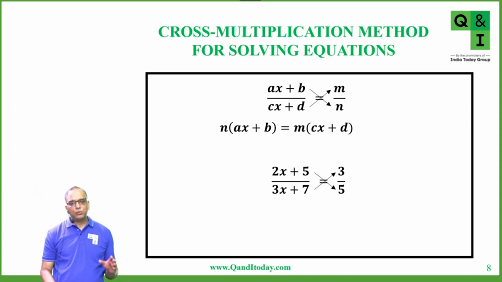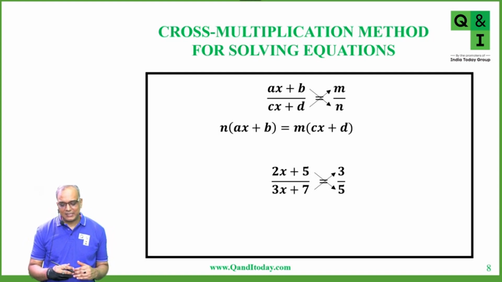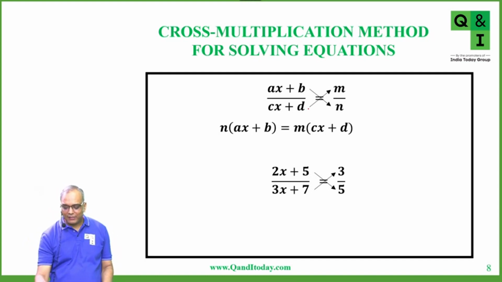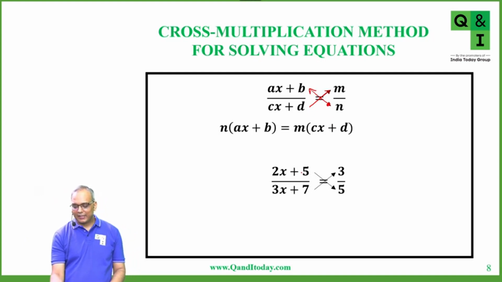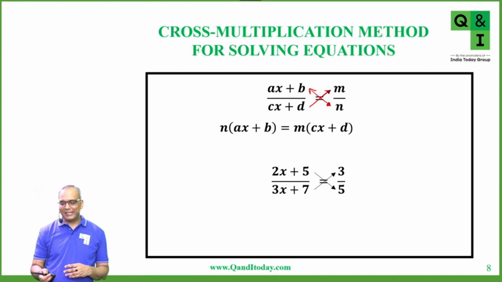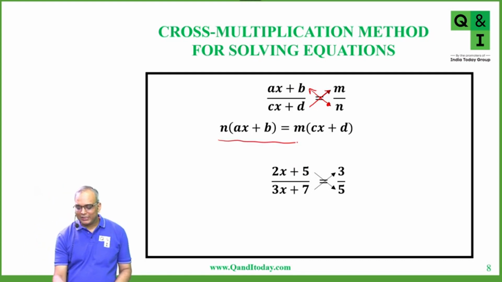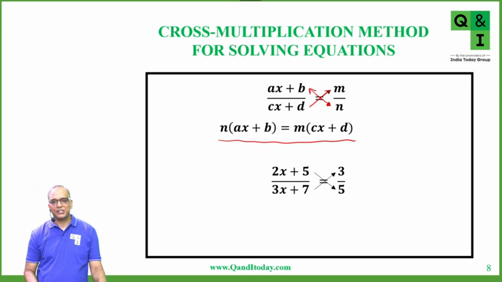So here what we do, students, if we have terms like (ax + b)/(cx + d) = m/n, to solve that we will take cx + d to the other side and multiply it by m, and we will bring n to the other side and multiply this n with ax + b, right? So we will get n times (ax + b) is equal to m times (cx + d). And then we solve this linear equation to get the value of x which satisfies this equation.